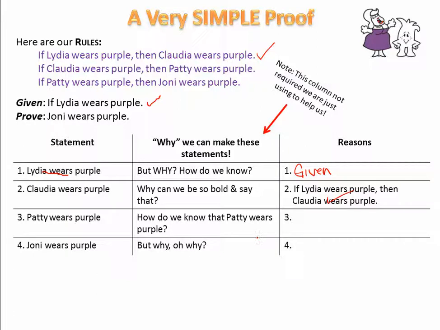The third one says Patty wears purple. So how do we know that Patty wears purple? Well, we've got this other rule that says if Claudia wears purple, then Patty wears purple. I'm not writing this all out, maybe I'm not even writing the word if.